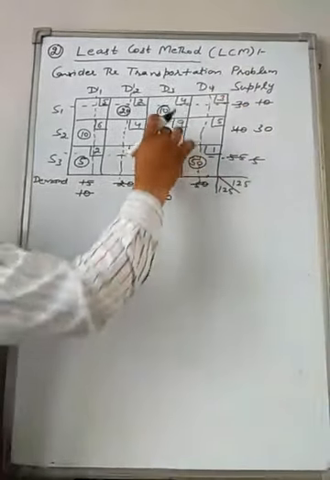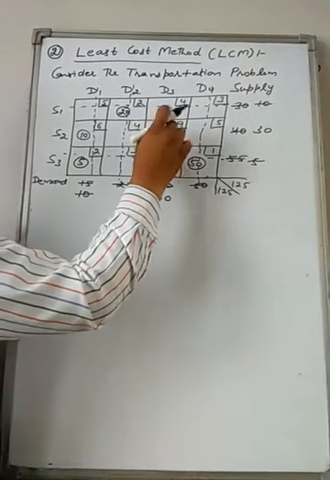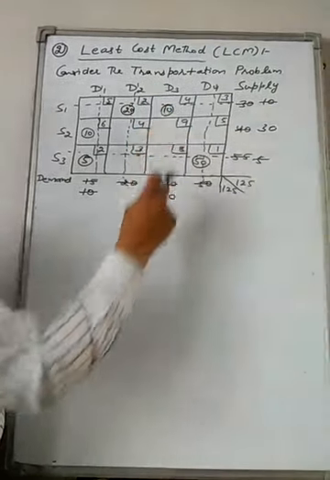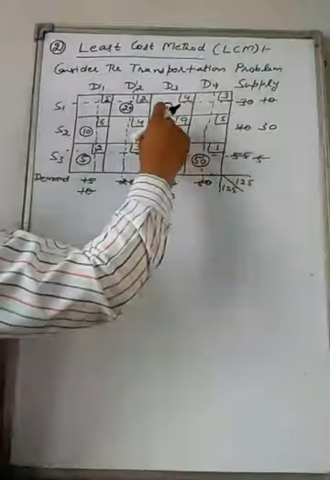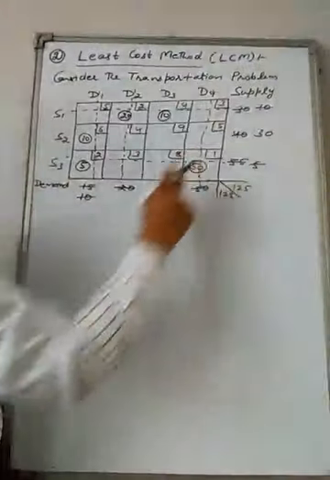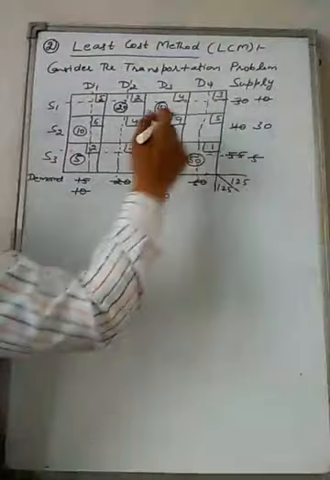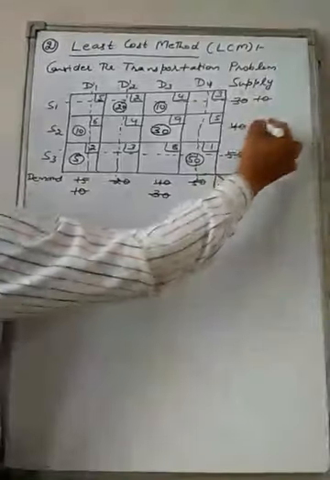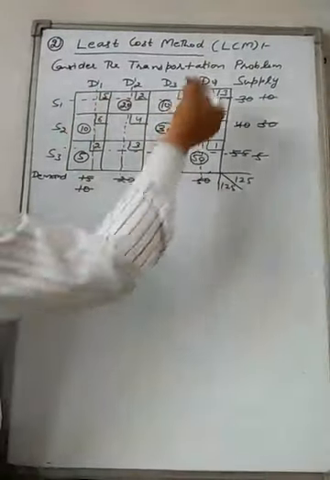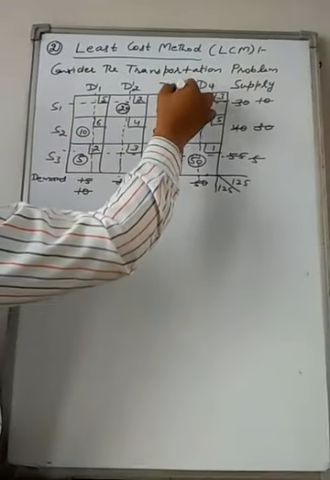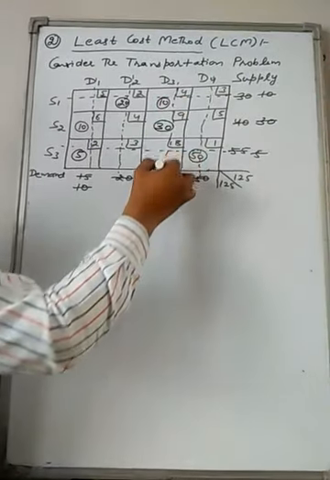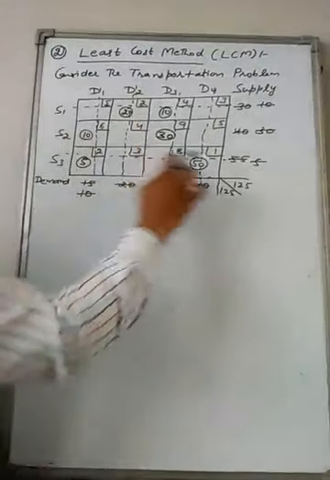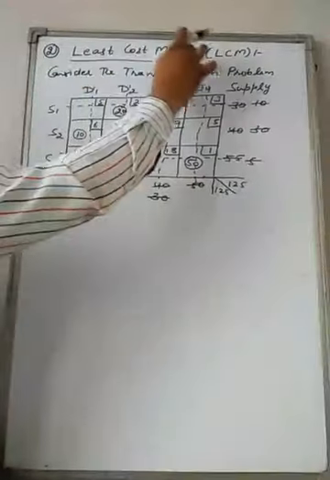Now we are left with only one cell. Now we will allocate in this cell. At the last, the supply and demand corresponding to the last cell is the same. 30 here, 30 here. We will allocate 30 here. We will get this from both sides, either along the column or along the row. This is the initial BFS by least cost method.